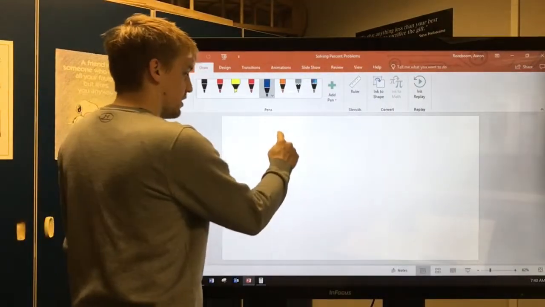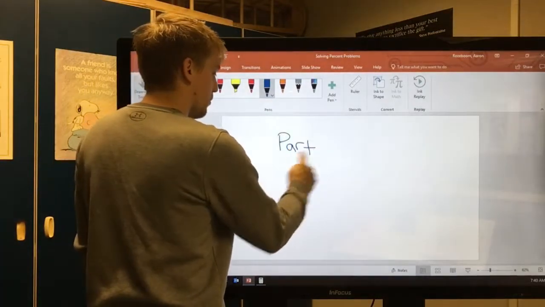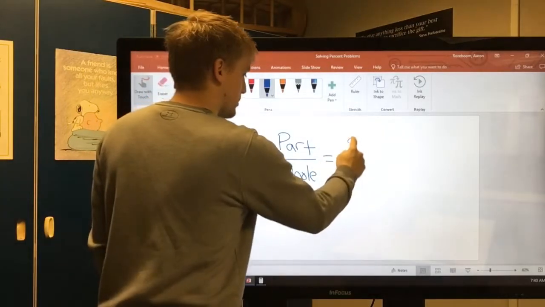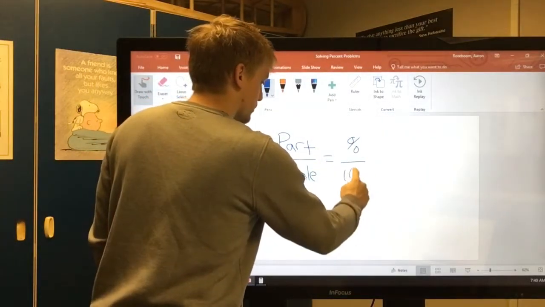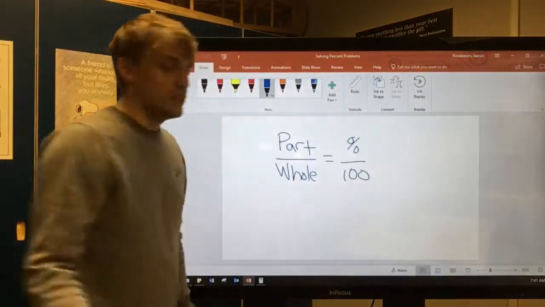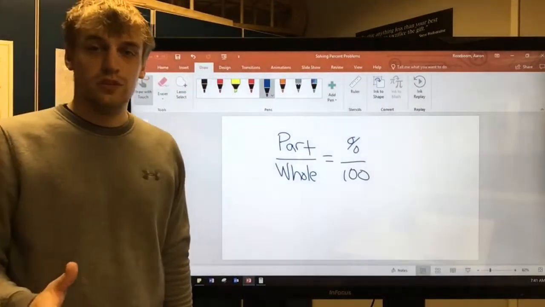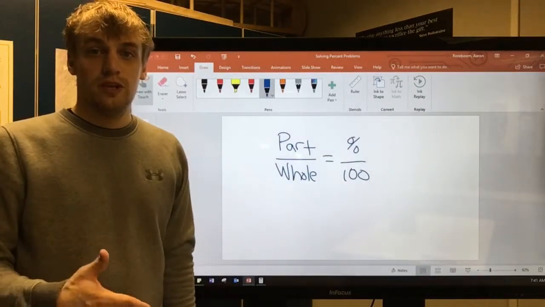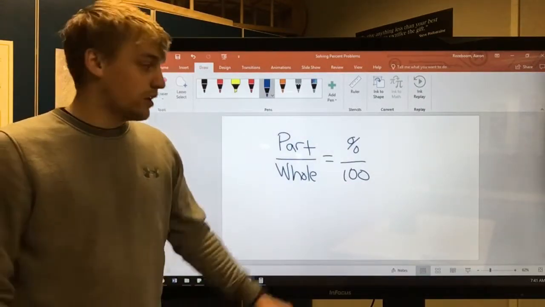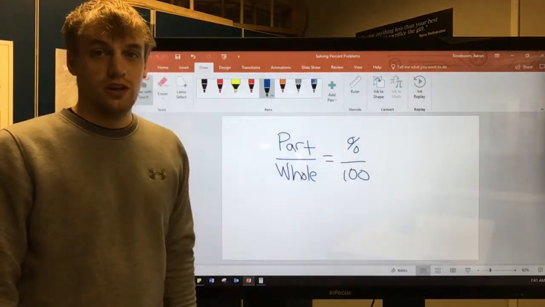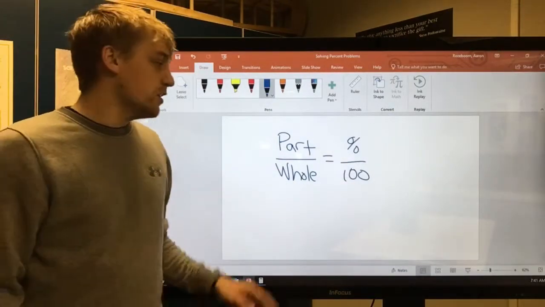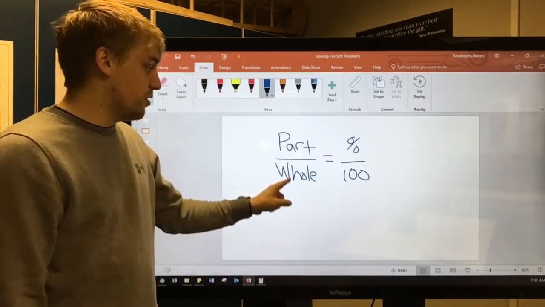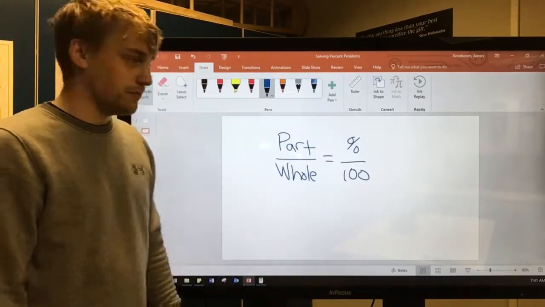So what that looks like is you have the part over the whole, and that is equal to the percentage over 100. Now the reason that there's 100 under the percent is because percent literally means per 100. Okay, so you can write this over 100 every time. So this is what it looks like, and these are the three things that you could possibly solve for.